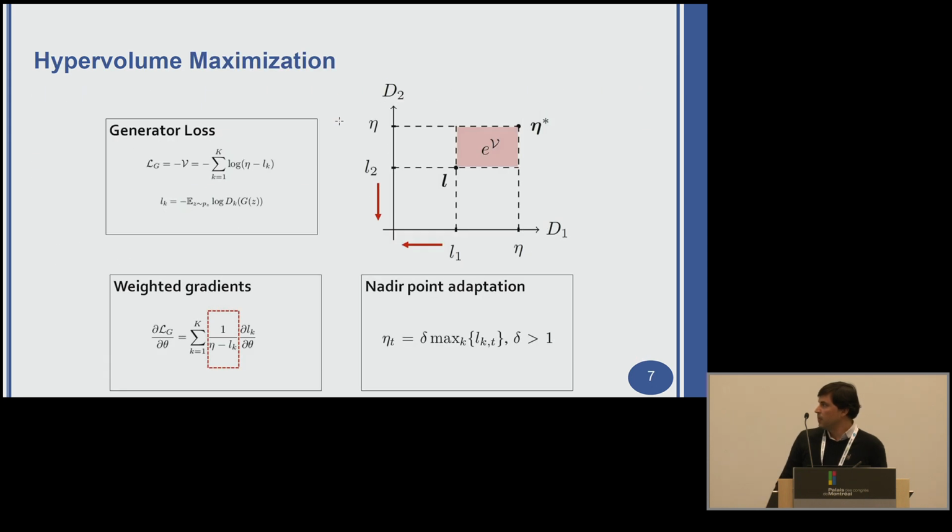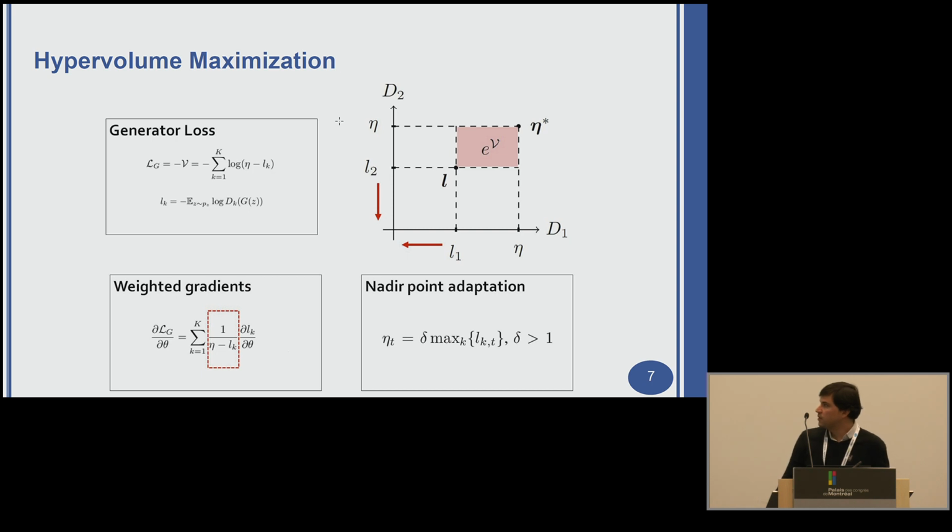So we tried other alternatives as well, and we did an empirical comparison of different strategies for doing that. This is another alternative that we tried, the hypervolume maximization. In this figure, there's an illustration of the case in which you have just two discriminators. We define a shared upper bound on all the losses, that eta, that we call the Nadir point. And we want to maximize the highlighted region. If we do that, we are simultaneously minimizing all the losses.